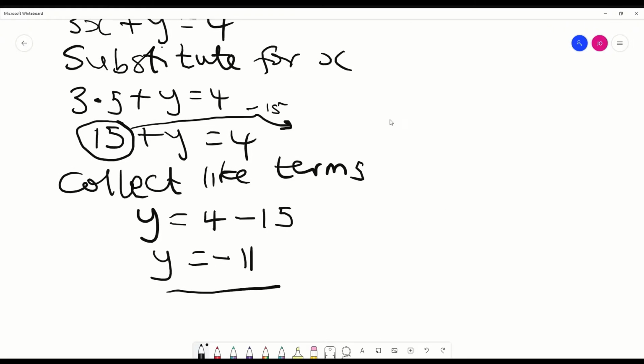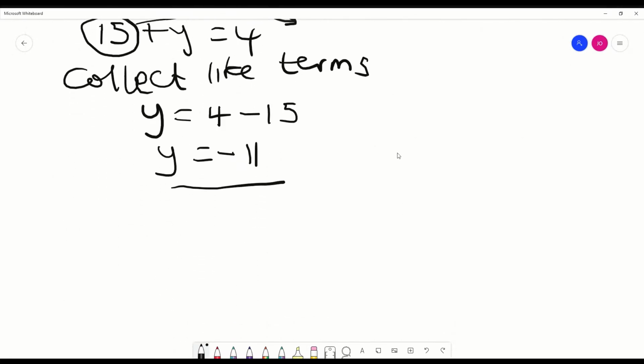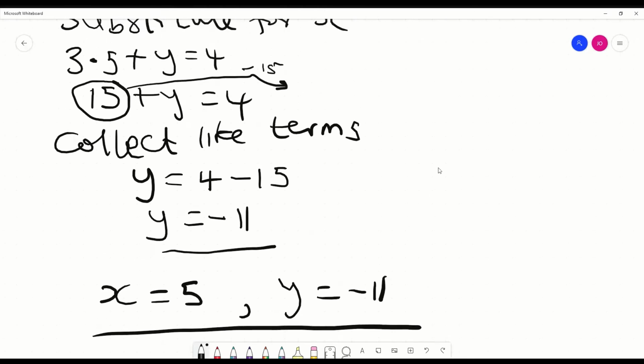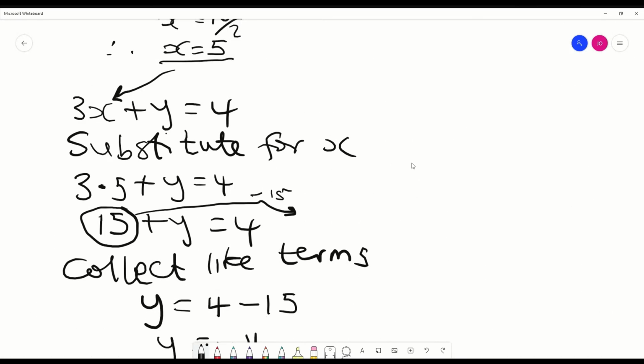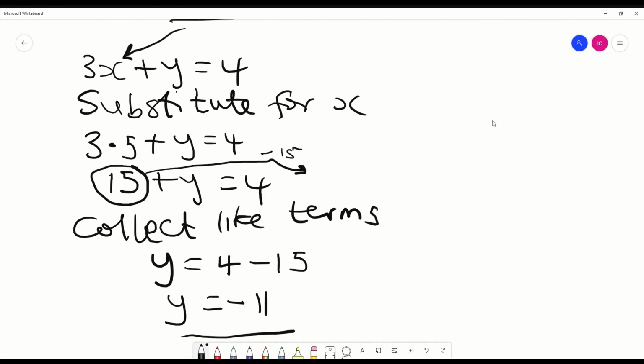And it's always a good practice. We know the value of x. It's always a good practice to have a final statement when you complete the questions or derive your answers. So we say x equals 5 and y is negative 11. So to check your answer whether it's correct, all you have to do is substitute x and y into any of these equations, and you'll be able to determine whether your answer is correct or not.